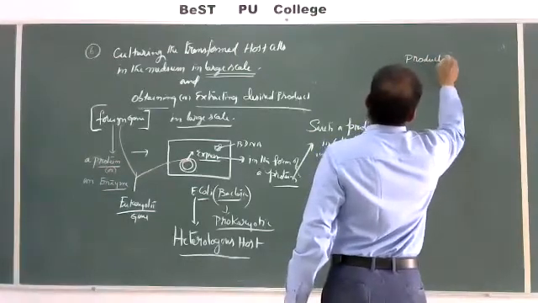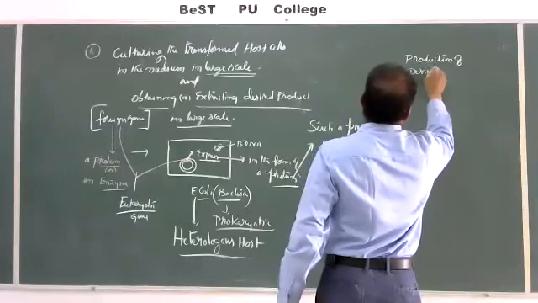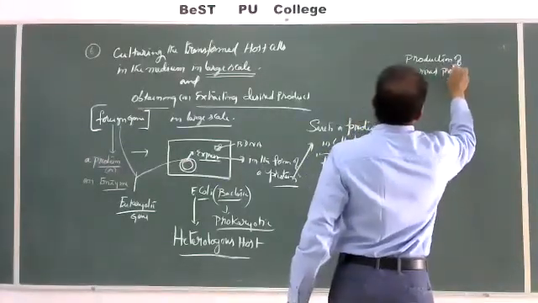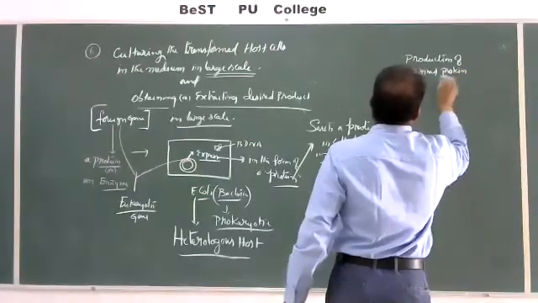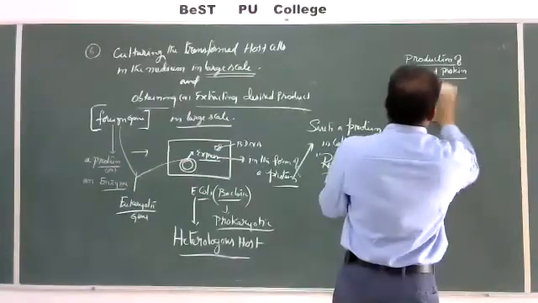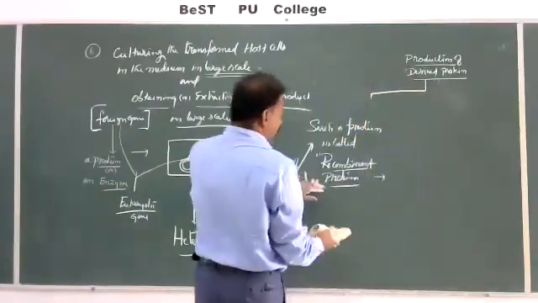desired product. What is the desired product? Protein is the desired product. Recombinant protein is produced in two methods.